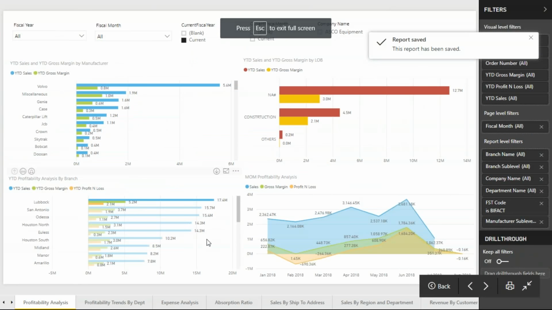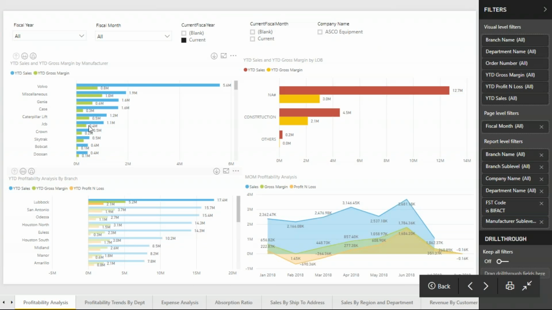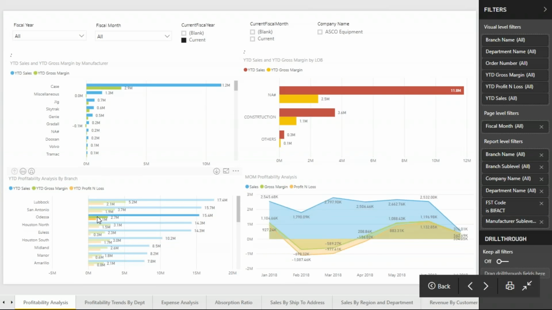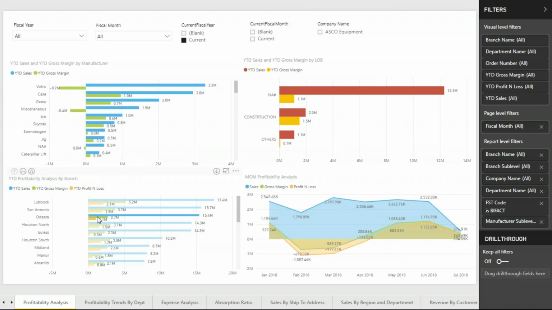Okay. So now, when I tap on a particular branch, it tells me the sales by manufacturer for that branch. So of the 17.4 million worth of sales that I did for Lubbock, 5.6 were Volvo, 1.9 is miscellaneous, 1.6 is Genie, 1.6 is Case, and so on. And same thing, I can keep going, San Antonio, or whichever. You just select a branch and it will give you the breakup.